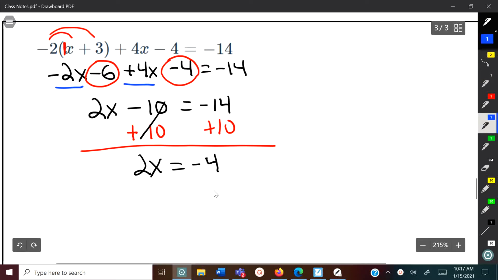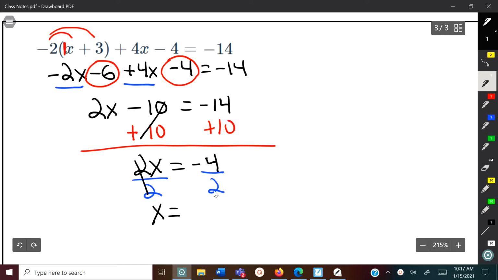And now I'm going to go ahead and divide by the coefficient here. Cancel out here. That's going to leave me with x is equal to negative 4 over 2. Positive divided by a negative is a negative, and 4 divided by 2 is 2. There you go.